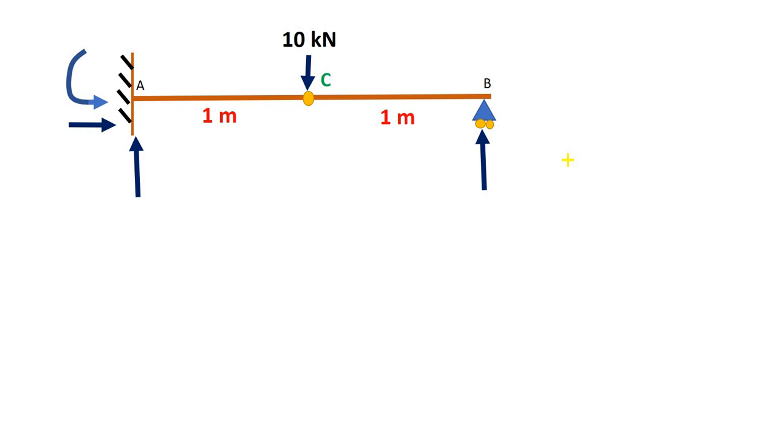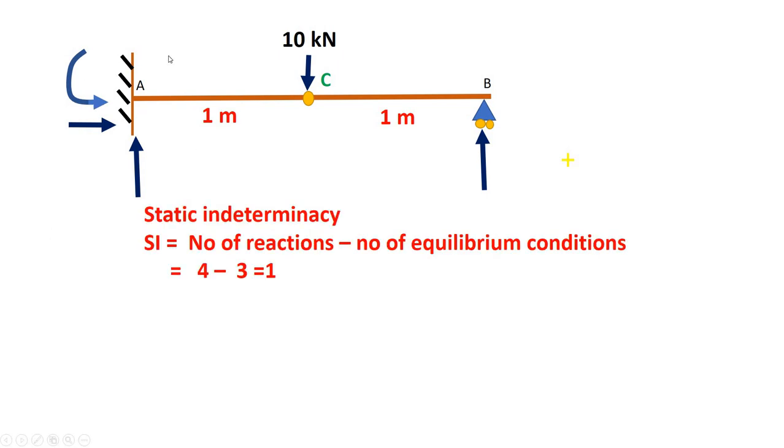So let us learn about how to determine support reactions of a propped cantilever beam. First of all, this beam is statically indeterminate. So how is it? Let us see. The reactions for the fixed support are 3, and for the roller support we have 1 reaction. So the number of reactions is 4 and the number of equilibrium conditions is 3. So it is 4 minus 3 equal to 1. So the static indeterminacy of this particular beam is 1.